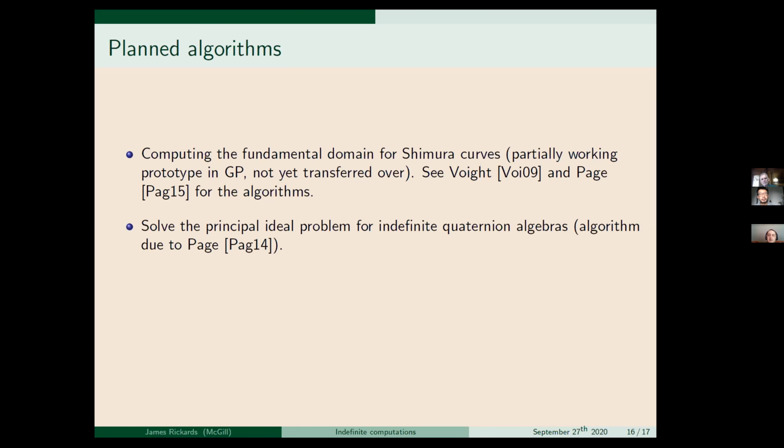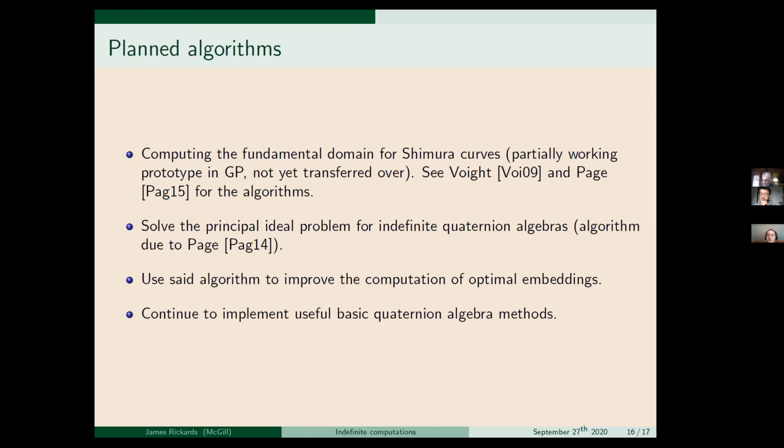Solving the principal ideal problem for indefinite quaternion algebras. So if you have an ideal, it's principal. But finding that generator explicitly turns out not to be a very easy problem. So there's an algorithm due to Page that I plan to implement for this. This will improve my computation of optimal embeddings, which currently is very naive and not very efficient, but it's not a bottleneck, so it wasn't a priority.